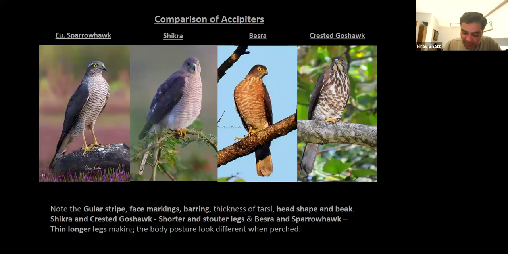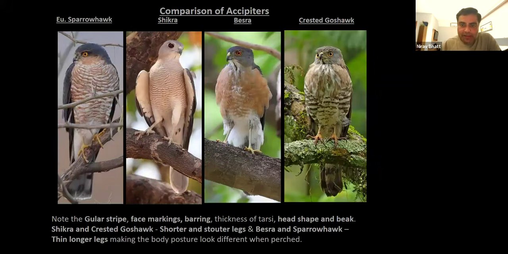Okay. Once again, we'll see some more examples. Adult males. What we see is the same thing. Once again, see the gular stripe, faint gular stripe here, prominent gular stripe, prominent gular stripe. So Crested Goshawk prominent, Besra prominent, Shikra faint, Sparrowhawk no gular stripe. Face markings, eye mask. This is very important.